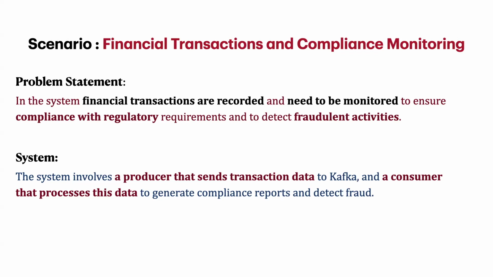Our system will involve a producer that will send the transaction data on the Kafka topic. And we will have consumers which consume the data from this Kafka topic to process the data, and it will generate the compliance report and detect the fraud. Okay, so this will be our system. So let's understand the components of our system.